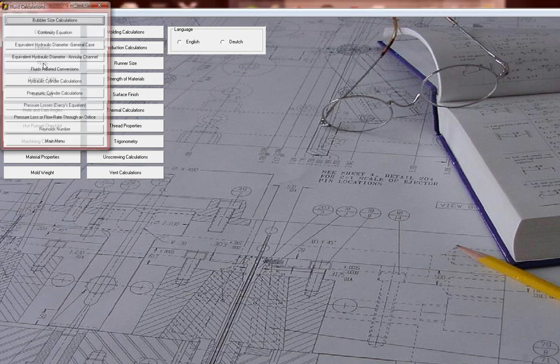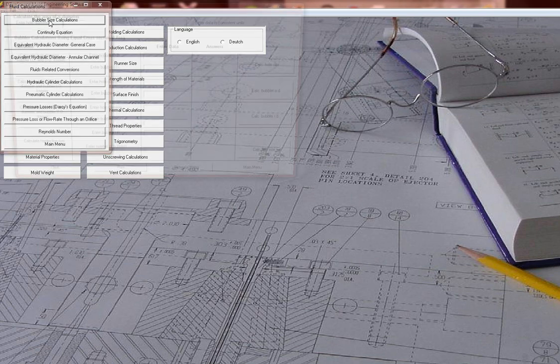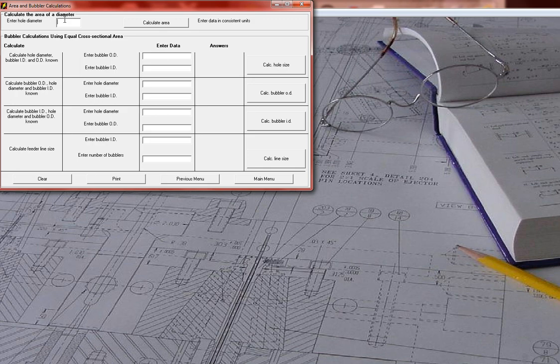The fluid section of DZynSource mold engineering software has several choices in it. You have bubbler size calculations. Bubblers are just a tube that are used to cool the inside of a core. It's just a drilled hole with a generally stainless steel or brass tube inserted in it, where the water generally comes up from the inside and goes back down the outside.